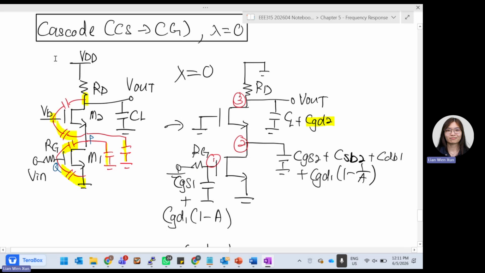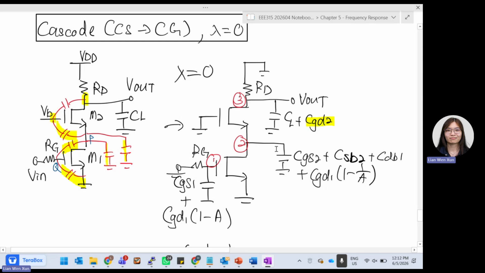So we can have 4 transistors in total. Here we are supposed to have one more to ground as well, but we consider this CL already. This capacitor is connected to ground, and then one point is to the drain of your number 2 transistor. So here we combine to be CL plus CGD2.